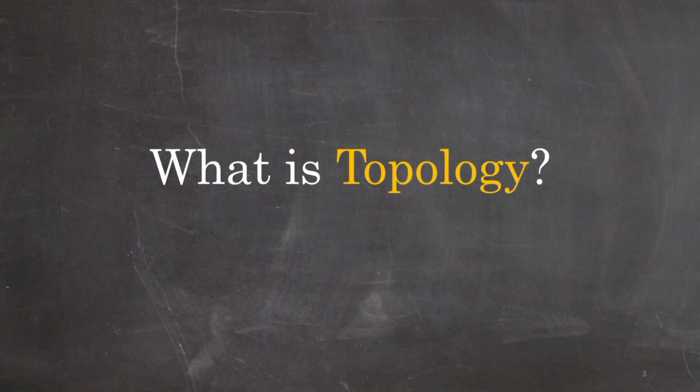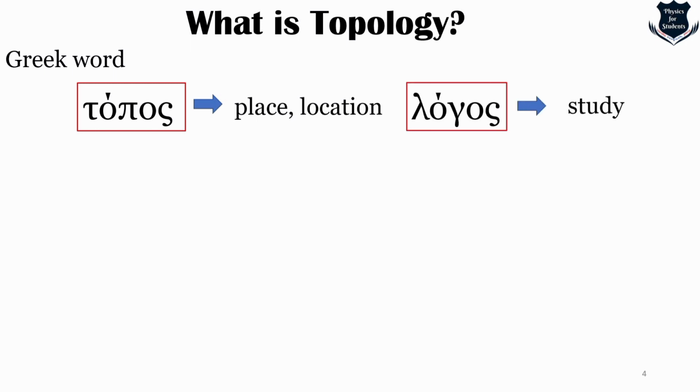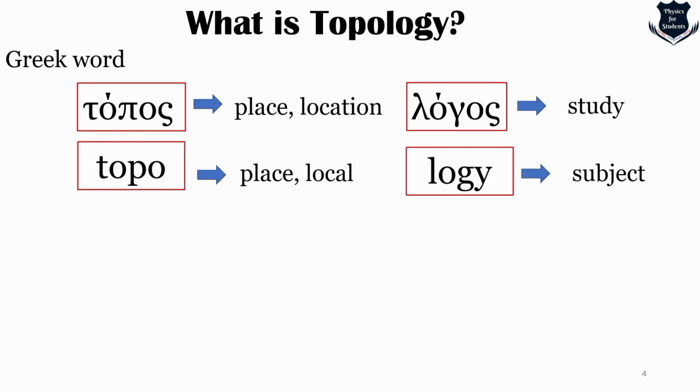So first we start with the basic idea of what topology is all about. Topology is a branch of mathematics which is concerned with the properties of a geometric object that are preserved under continuous deformations such as stretching, twisting, crumpling and bending. It is derived from the Greek word topos, which means place or location, and logy, which means subject. Together, topo plus logy means a place to study the subject.